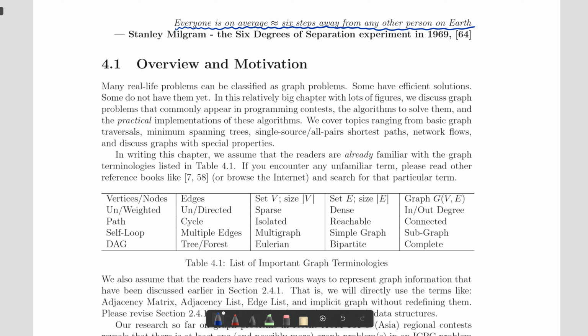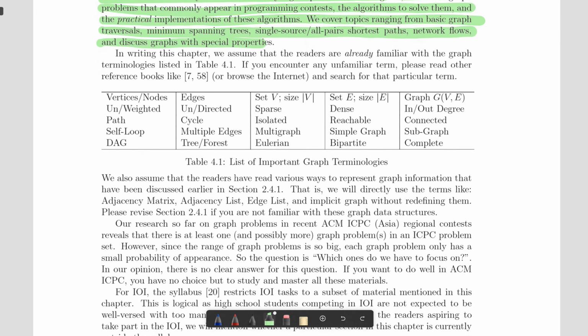Now let's not focus on how this quote came, but on the chapter. Many real life problems can be classified as graph problems. Some have efficient solutions, some don't have them yet. In this relatively big chapter, we have lots of figures. We discuss graph problems that commonly appear in programming contexts and the algorithms to solve them: the practical implementation of basic graph traversal, minimum spanning tree, single source shortest path, and graphs with special properties. This we are going to study in this chapter.